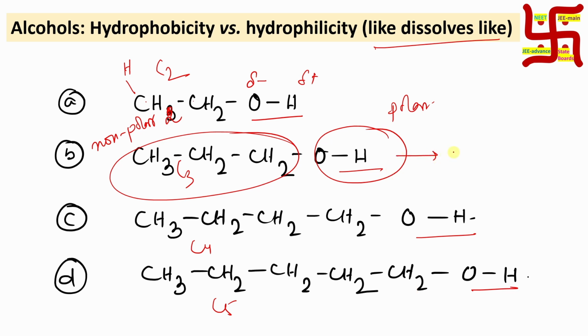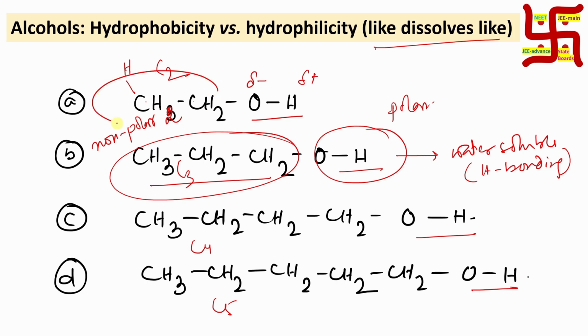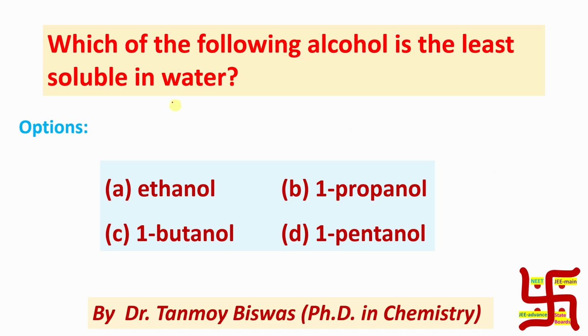Because of OH, this is water soluble through hydrogen bonding. We know alcohol can form hydrogen bonds with water, and that's why it's water soluble. But if you look at this organic part, it is non-polar, hydrophobic. So if you increase this hydrophobic part, the solubility of that alcohol in water is expected to reduce. That's what happens. And according to this question, ethanol has the minimum hydrophobic part or organic moiety, so ethanol is most soluble.